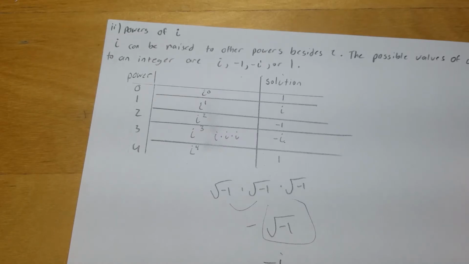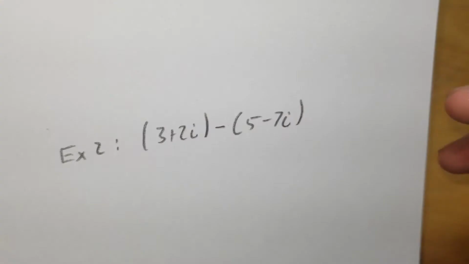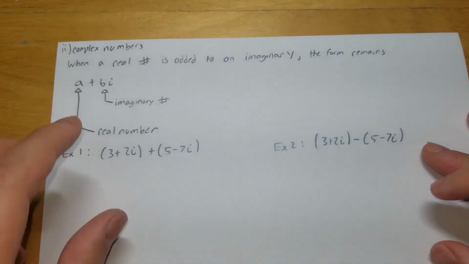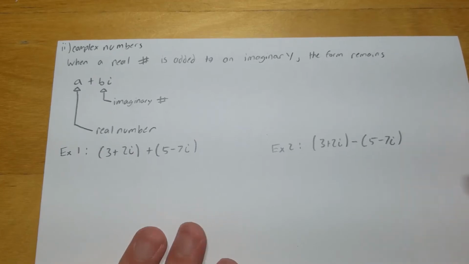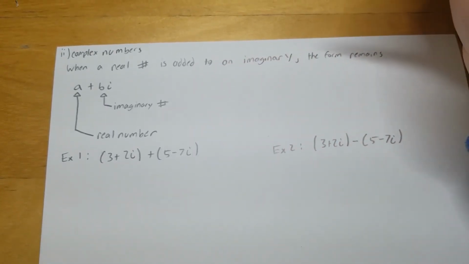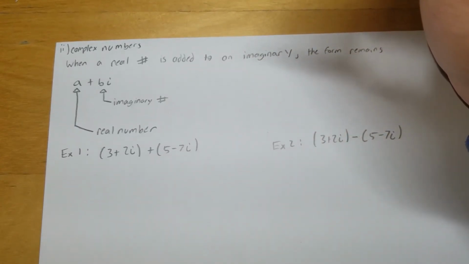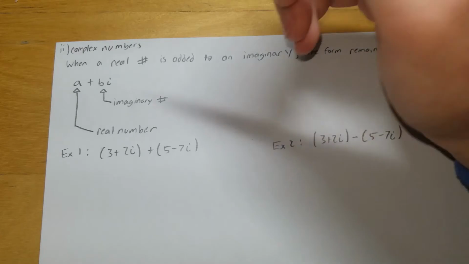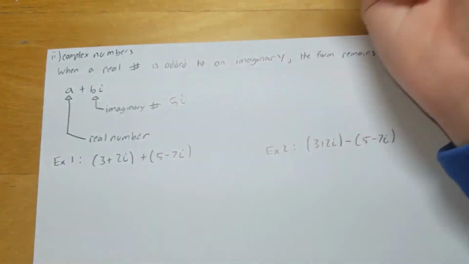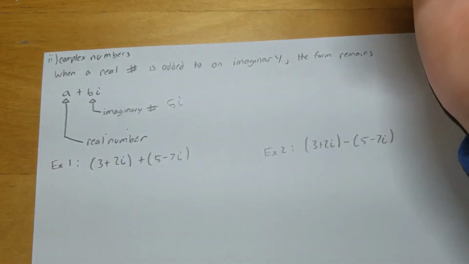Okay, moving on. We have complex numbers. When a real number is added to an imaginary number, the form remains a plus bi. So bi would be the imaginary number, like 5i, for instance, and the real number is just a regular old plain number.